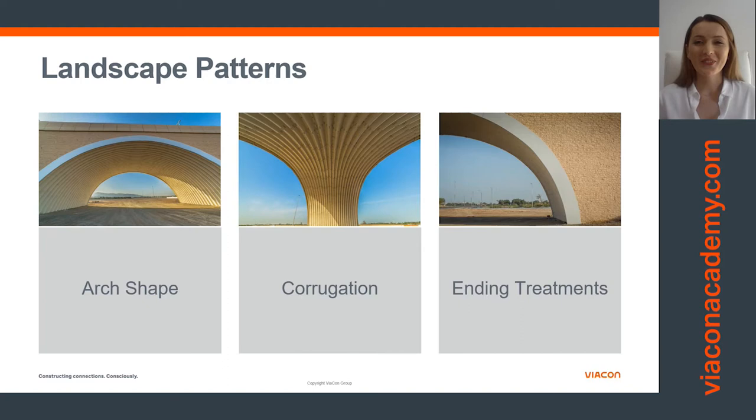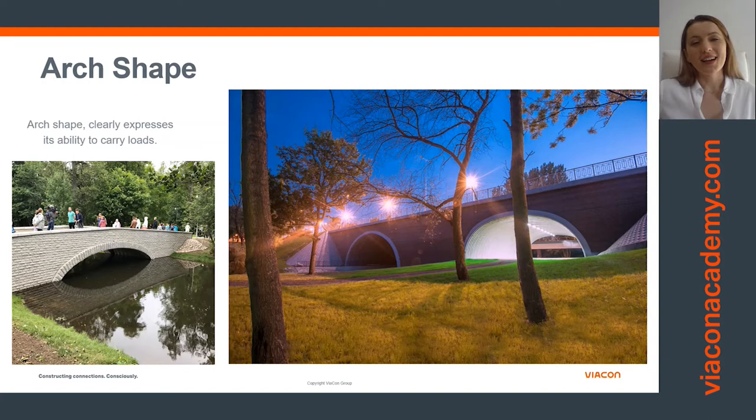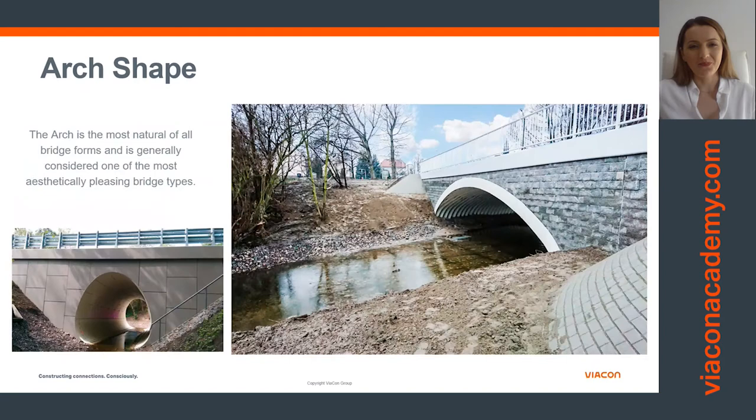As main pattern, arch shape clearly expresses its ability to carry loads. Choosing an arch shape that will suit the urban landscape environment can bring a pleasing and exciting appearance. ViaCon offers a wide range of different arch shapes, including closed shape structures. Arch-shaped structures with span able to reach over 30 meters, and closed-shaped structures where we are able to reach 50 meters span. They are all engineered to deliver optimum performance and value to each project application.